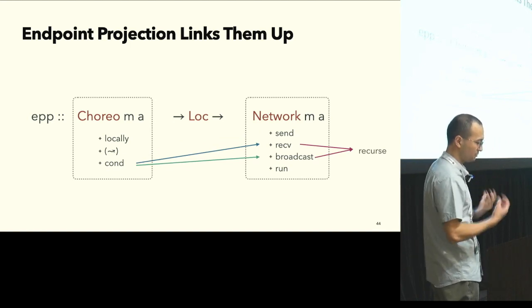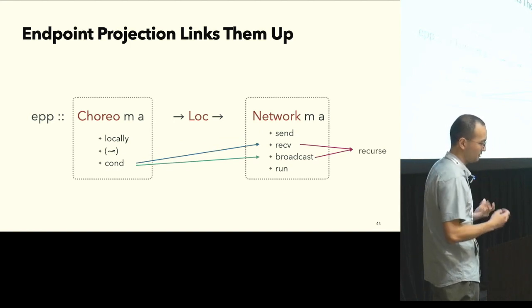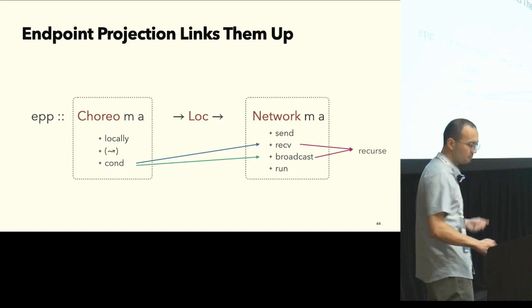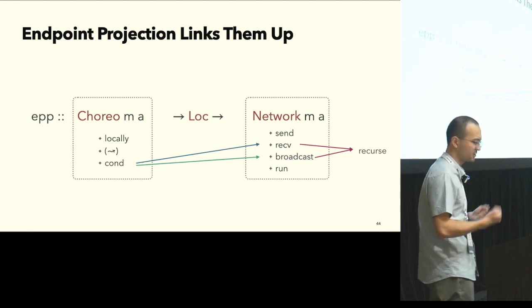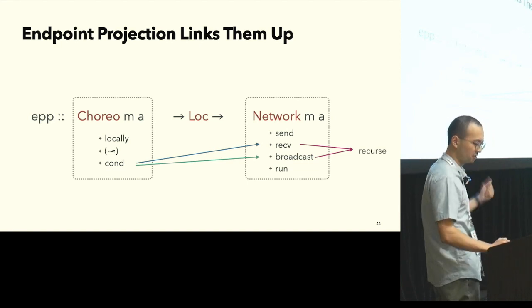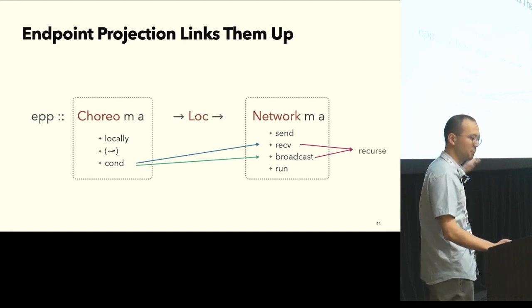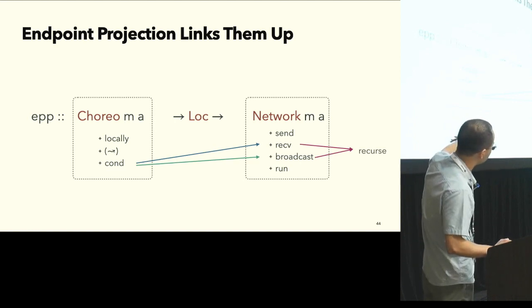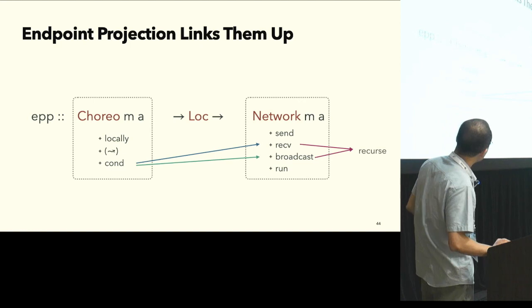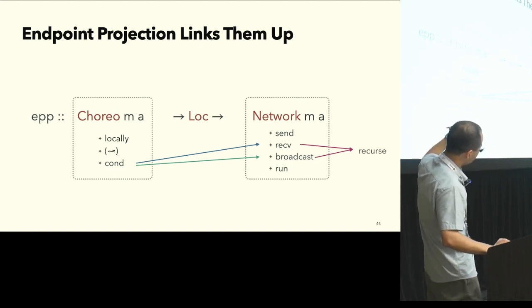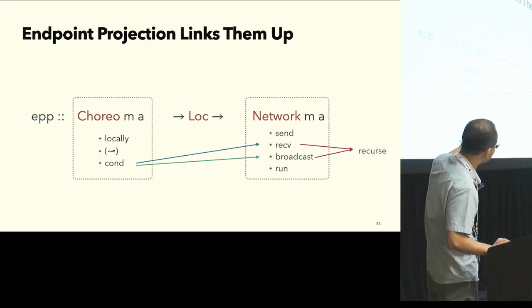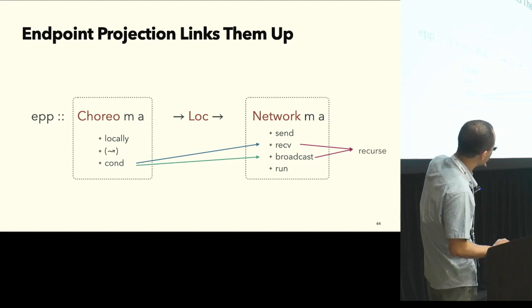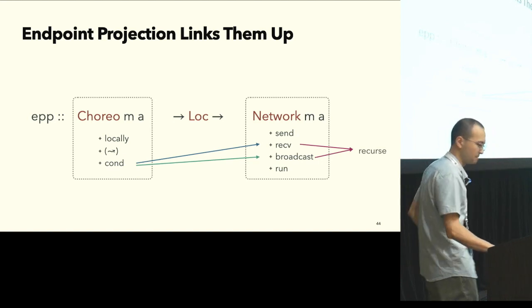As I said before, in choreographic programming, when a node makes a decision, such as taking one or another branch of a conditional, other nodes need to be notified. So we interpret this as a broadcast. For the node who's not making a choice, we interpret it as a receive, and then recursively interpret the follow-up choreography.